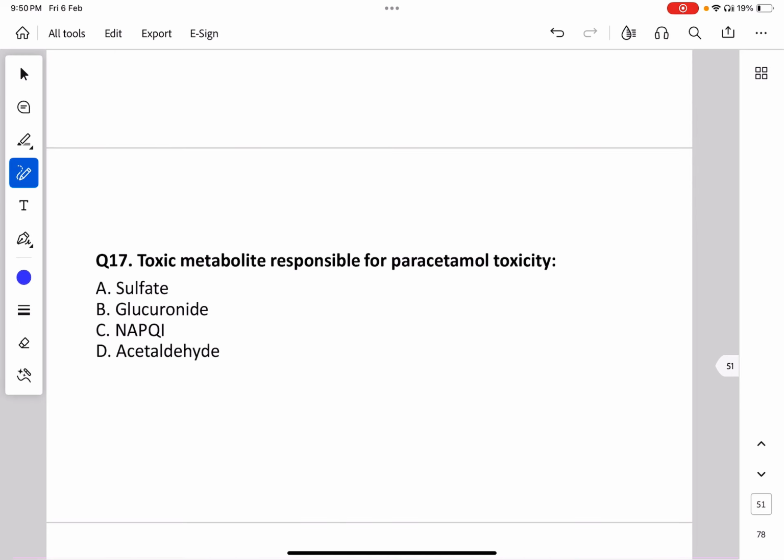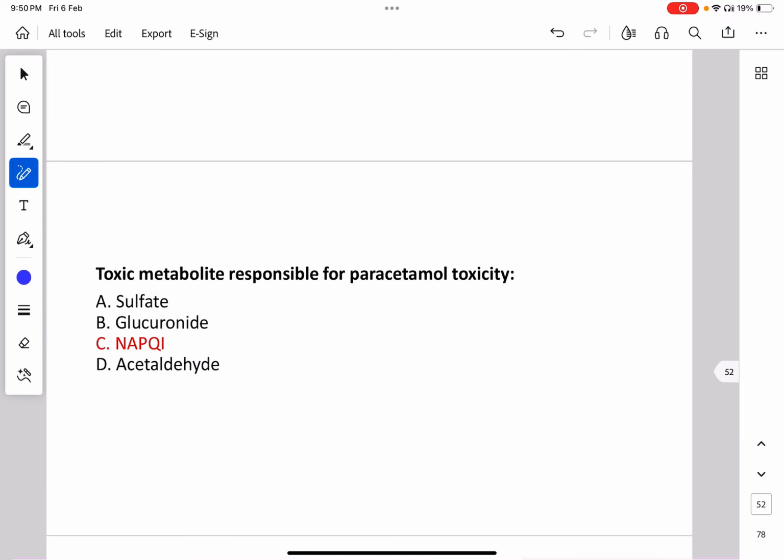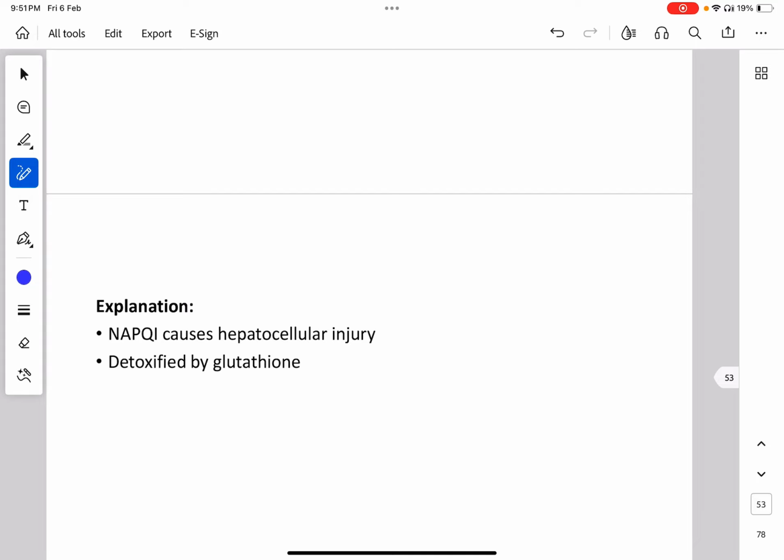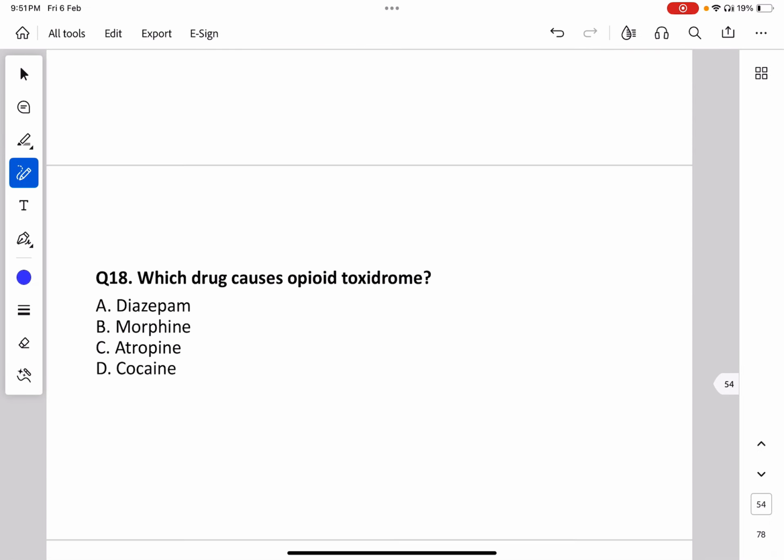Now, the toxic metabolite responsible for paracetamol toxicity: sulfate, glucuronide, NAPQI, or acetaldehyde. So for paracetamol toxicity, the toxic metabolite responsible is NAPQI. NAPQI causes hepatocellular injury and it is detoxified by glutathione. That's why N-acetylcysteine replenishes the glutathione levels and hence prevents the hepatocellular injury.